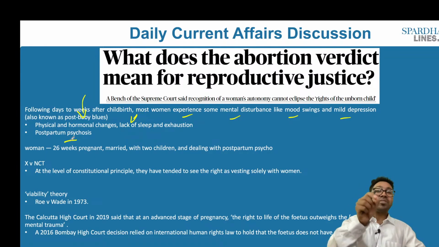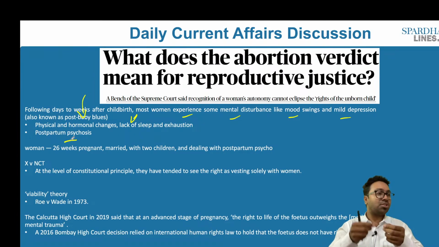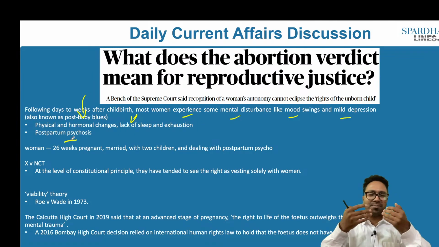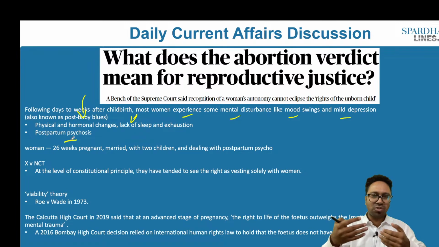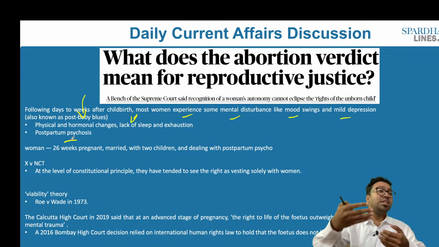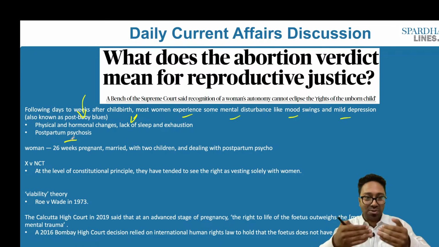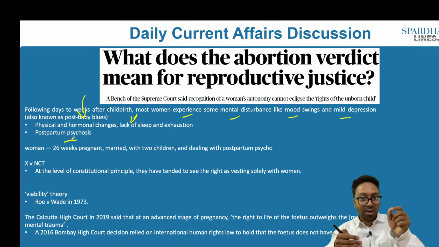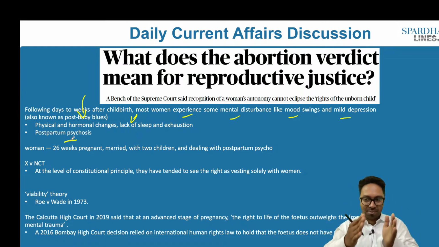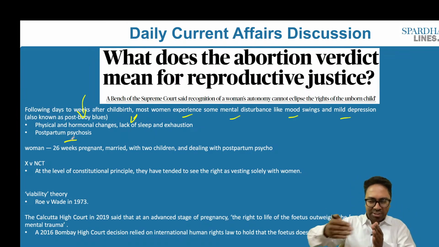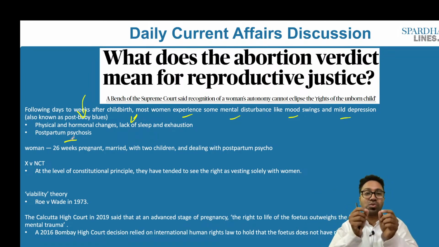This is the severest form of mental illness, characterized by extreme mood swings, confusion, loss of touch with reality, paranoia, delusion, and ultimately a disorganized thought process and hallucinations. So what is postpartum psychosis? It is after childbirth that a person goes through certain mood swings, delusion, hallucination, and so on and so forth, which is what is called postpartum psychosis.